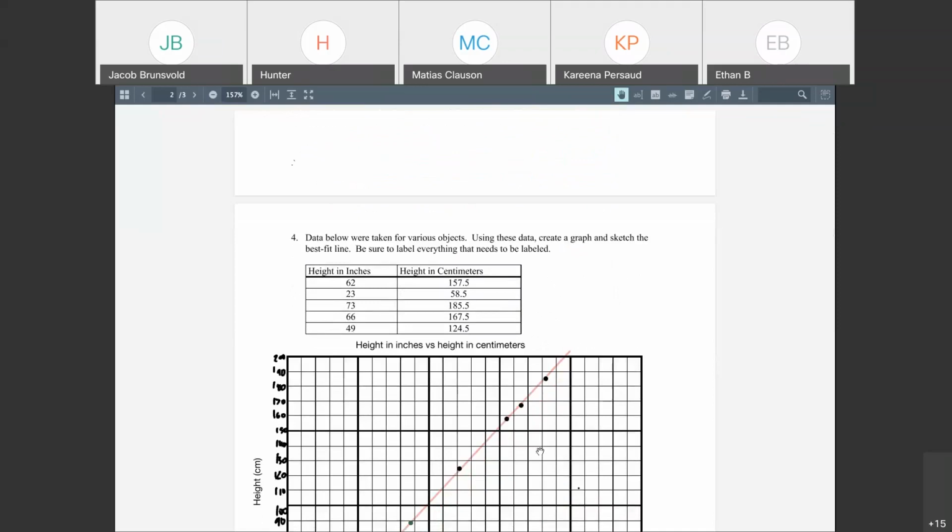Data were taken for various objects. Using these data, create a graph and sketch the best fit line. Be sure to label everything that needs to be labeled.